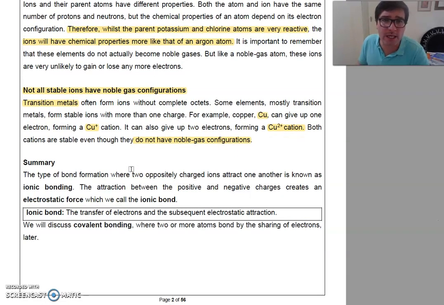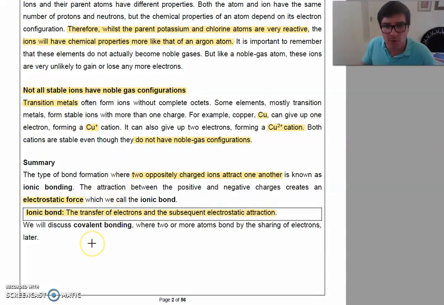So in summary, what do we need to know? How does an ionic bond form? An ionic bond is the bond formation where two oppositely charged ions attract one another. And if we have oppositely charged ions attracting one another, a positive and a negative charge, we call it an electrostatic force that is responsible for our ionic bond. So ionic bonding is the transfer of electrons and the subsequent electrostatic attraction. We will discuss another type of bond formation, which we call covalent bonding, in another lesson at a later time.